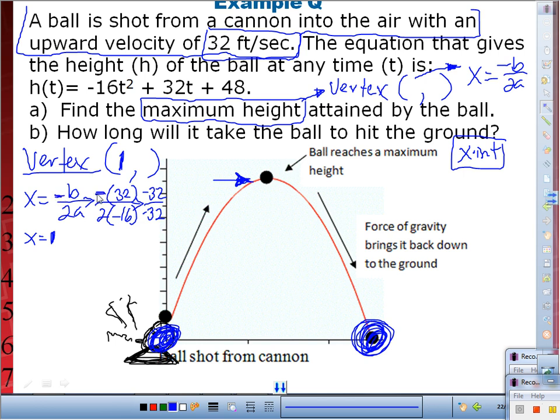Here it is. What is b? 32. So what is negative times 32? Negative 32. What is 2 times a? What was a? Negative 16. So what is 2 times negative 16? Negative 32. So what is negative divided by negative? Positive 1. There it is. Okay? But now we need to find our y value.